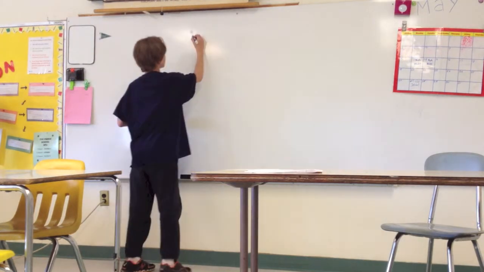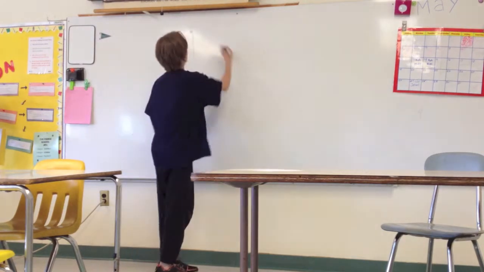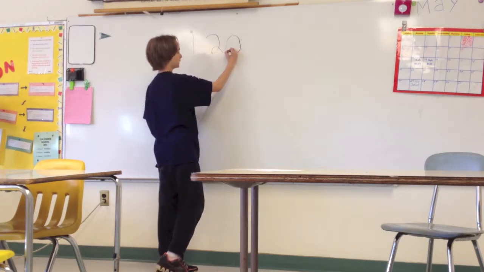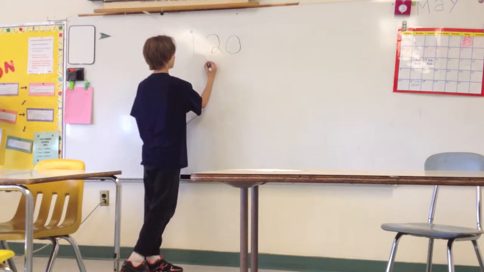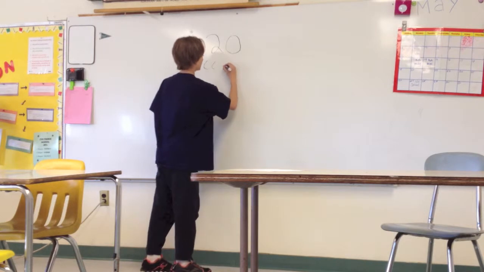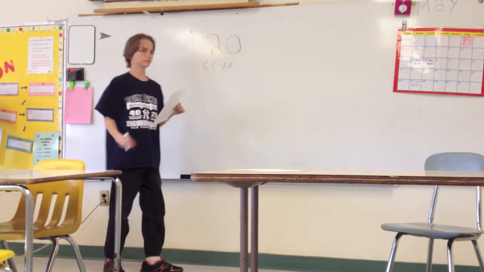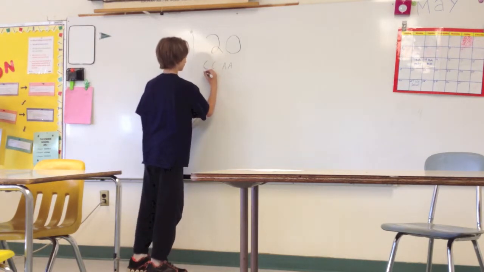Question number 1. What is the largest sum you can make following the rule? We found that the largest sum that was possible to make was 20. And the way to make that was 2 C's and 2 A's, which would be 1 plus 1 plus 9 plus 9.